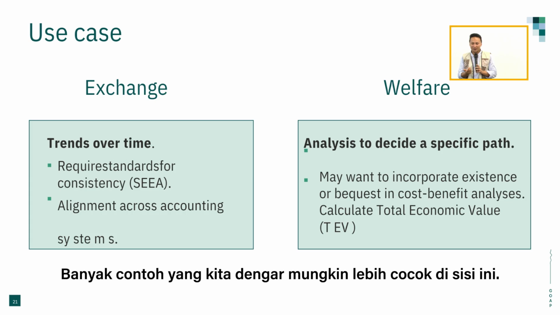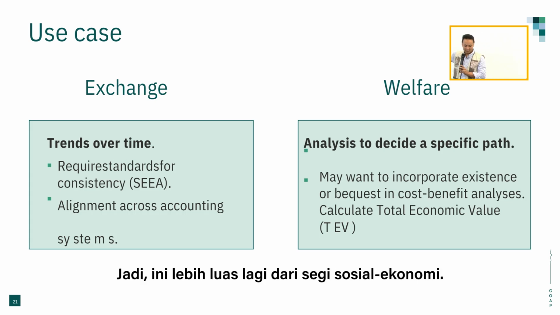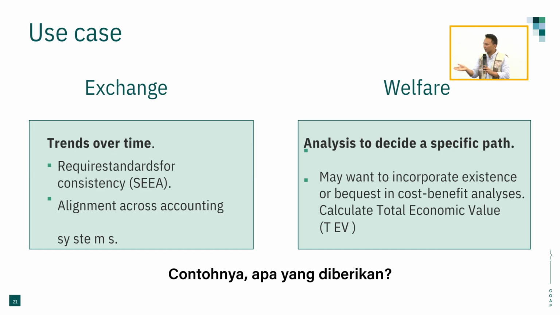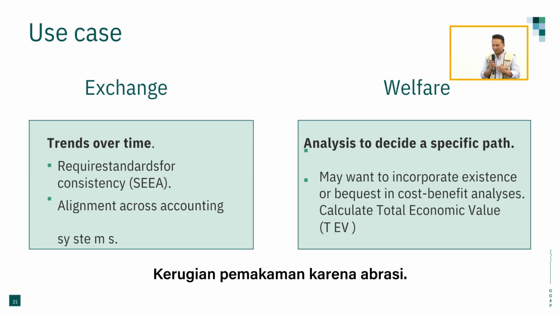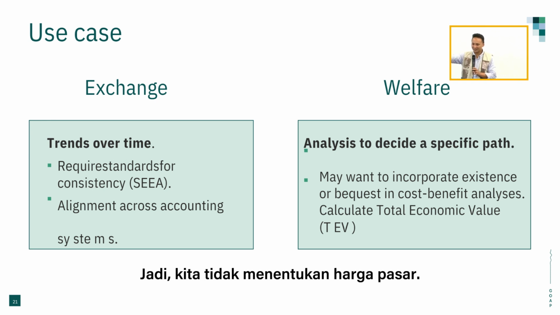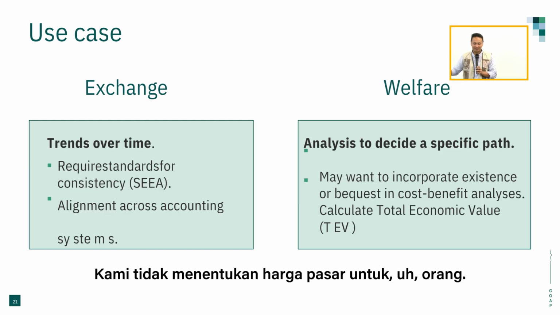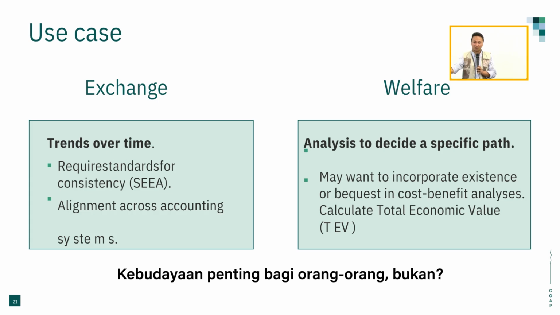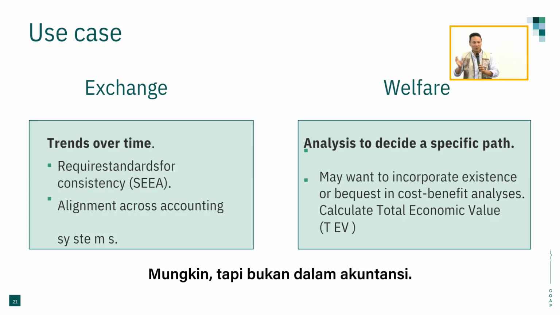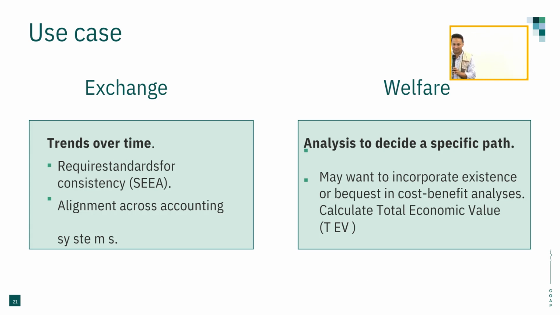Many examples we heard might fall more into this side. And so this is much broader, socioeconomic. So for example, what was given, the loss of a cemetery because of abrasion. Yeah? There is no market for cemetery. So we don't put a market price. We don't put a market price on people's, the importance of culture to people, right? It's possible, but not in accounting. In accounting, we live on that side.